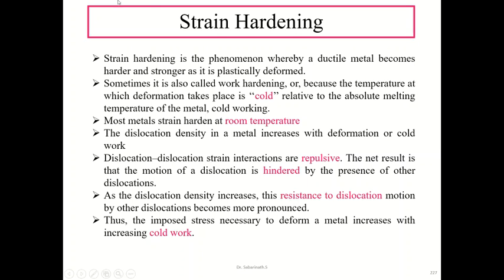Strain hardening is sometimes also called work hardening, or, because the temperature at which the deformation takes place is cold relative to the absolute melting temperature of the metal, it is also called cold working. So it is also called cold working or work hardening. Most metals strain harden at room temperature.